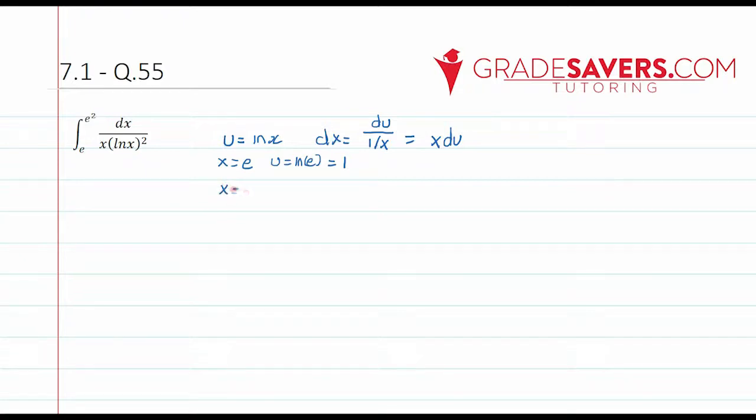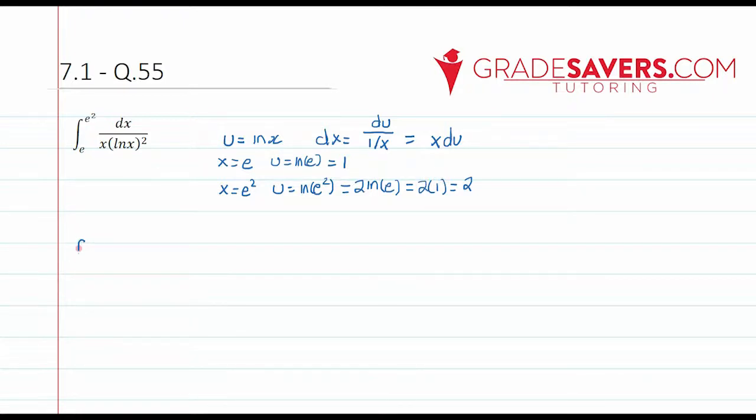If x is equal to e squared, u is equal to ln e squared. And if we remember the properties of logarithms, we can bring this exponent in front, so it becomes 2 ln e, which is 2 times 1, which is simply 2. This 1 comes from the fact that ln e is equal to 1.